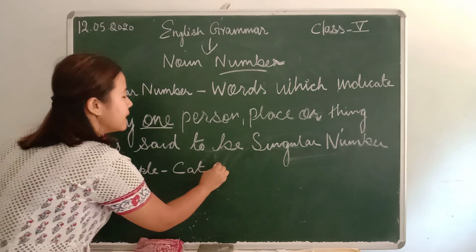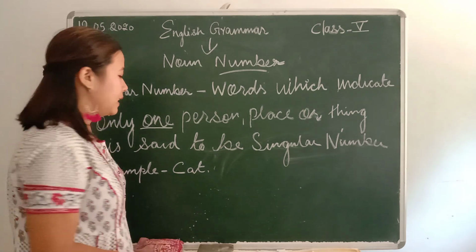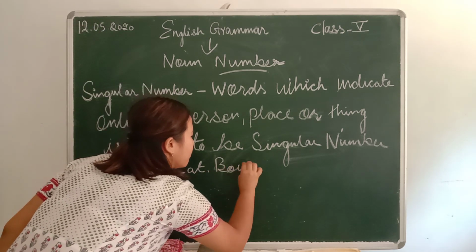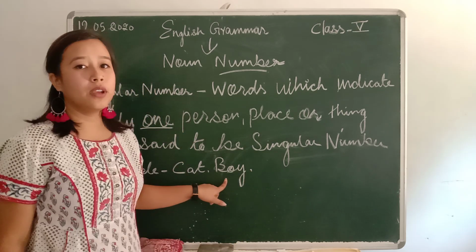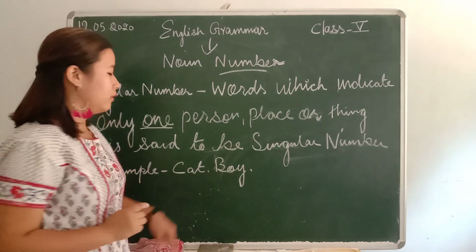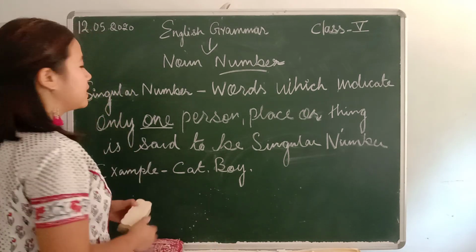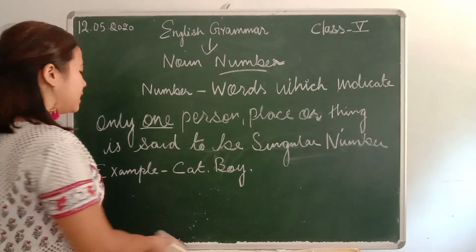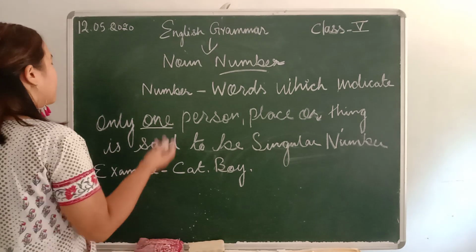If we put s, then it will become plural. We will see it later. Boy. We are talking about only one boy, a boy. So it is a singular noun. So we will see plural noun. Now we will see plural number or plural noun.